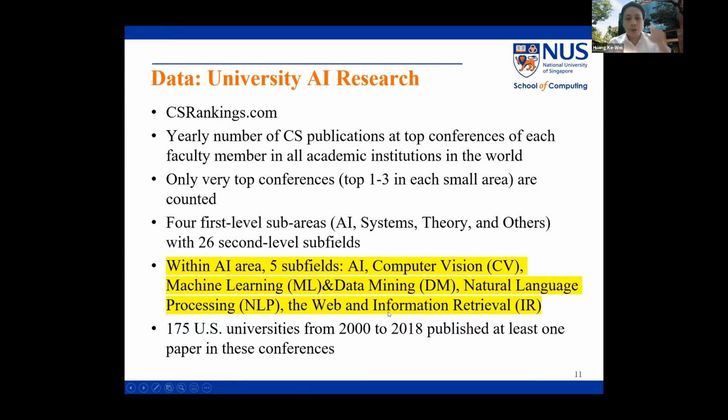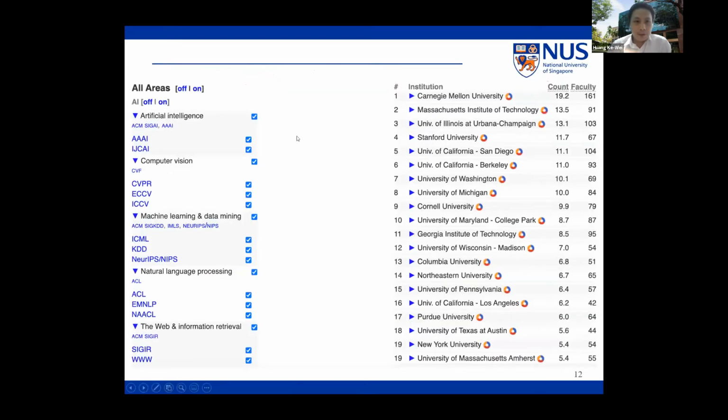In total, we collect the data for 175 US universities. Those universities published at least 1 paper in these top conferences during the sample period. Just to give you some examples of the top conferences, this is a real interface from the website. For example, for AI, probably for those of you not familiar with the publication outlets in AI, it sounds confusing.